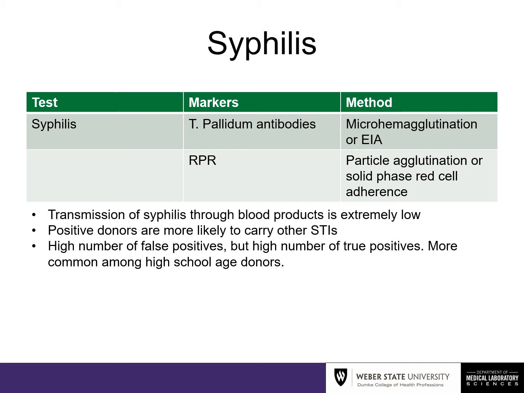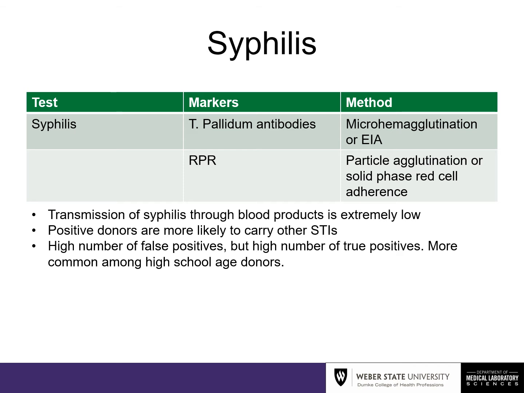And then positive donors are more likely to carry other STIs on top of syphilis. And it's more common among high school age donors. And there's going to be a high number of false positives as well as a high number of true positives. So, I mean, it's not really a peace of mind that there's a high number of false positives, because you also have a high number of true positives.